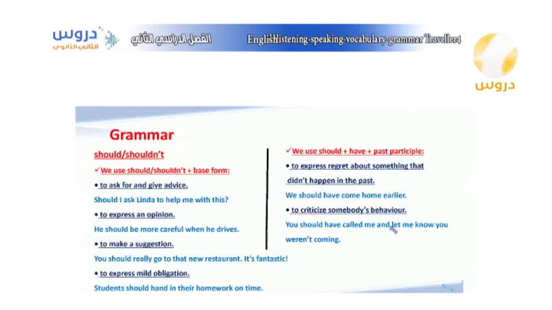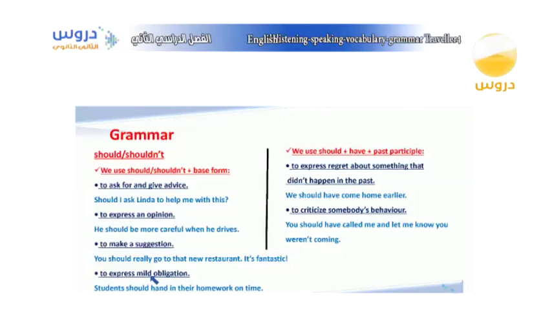Here we're going to use should and should not. What are should and should not? We use should and should not with the infinitive, or the present form of the verb, first, to ask for and give advice. So if you want to give people advice, like this: should I take Linda to help me with this? And to express an opinion. Well, he should be more careful when he drives. Or we use it to make a suggestion. You should really go to that new restaurant, it is fantastic. So you're making a suggestion.